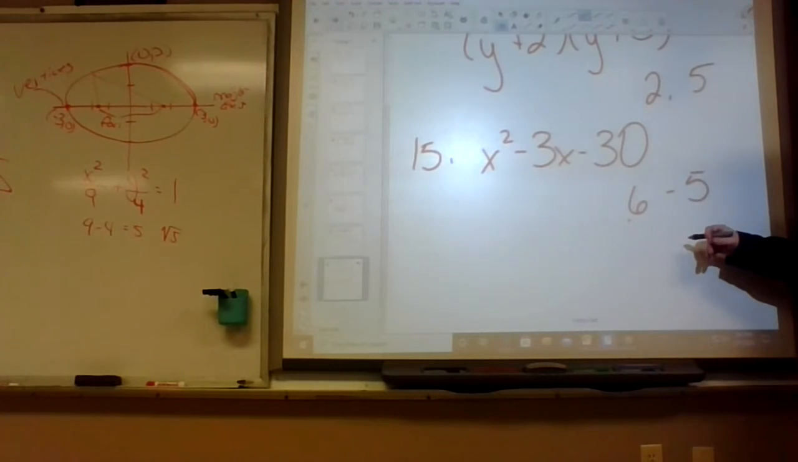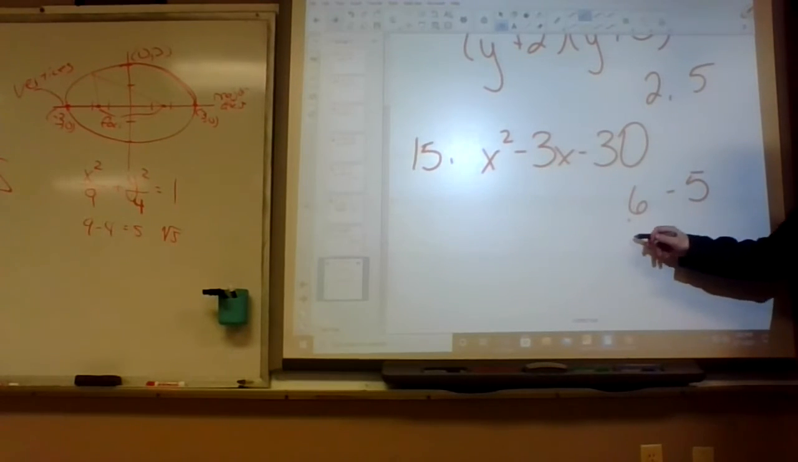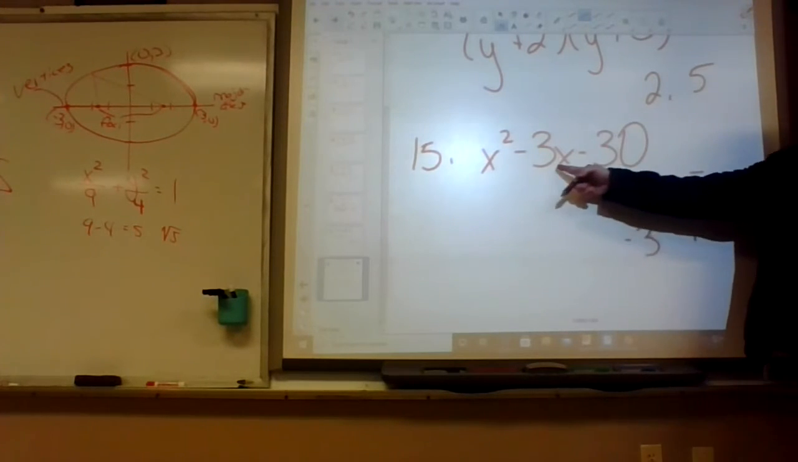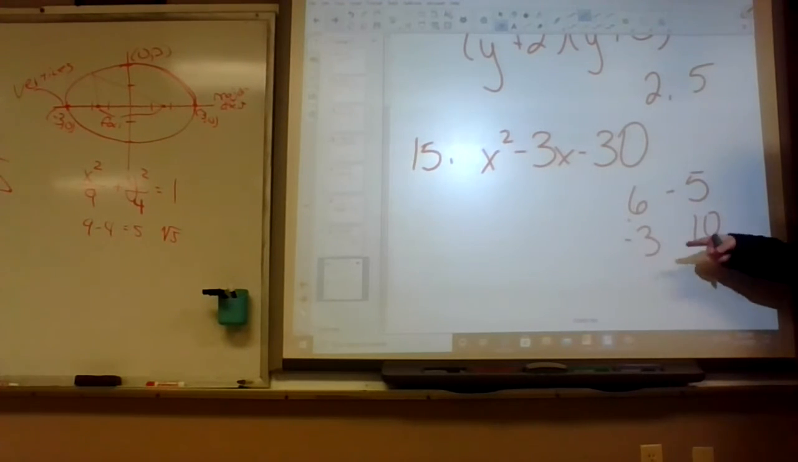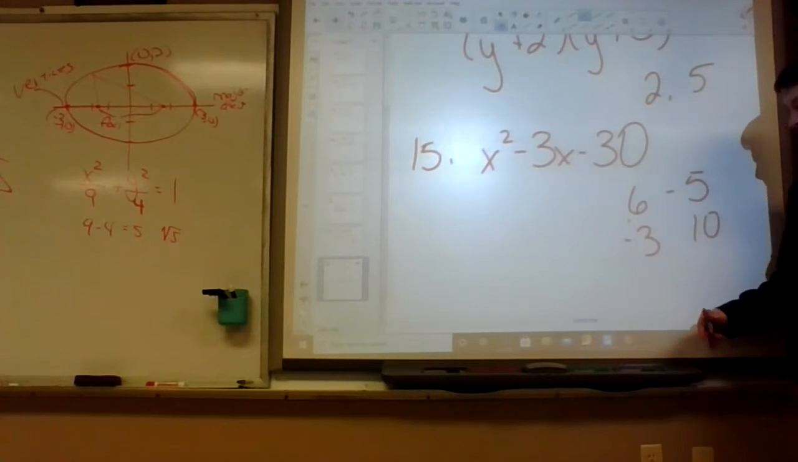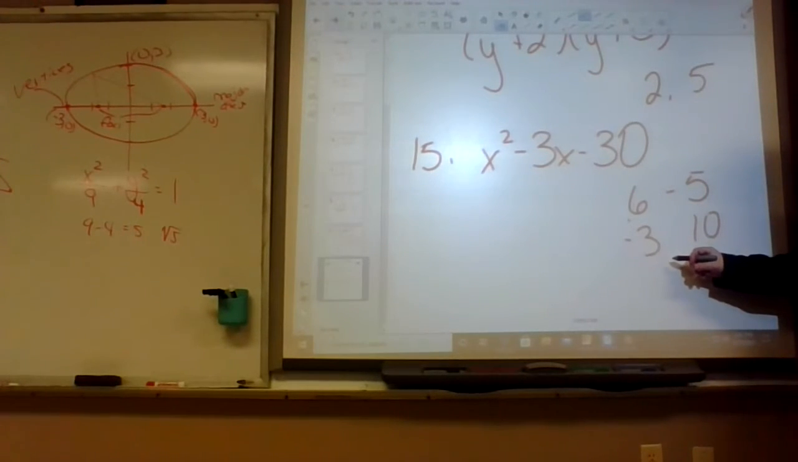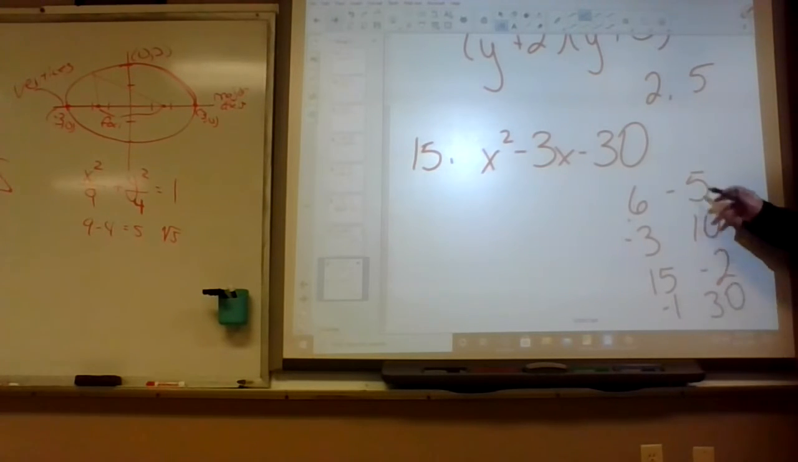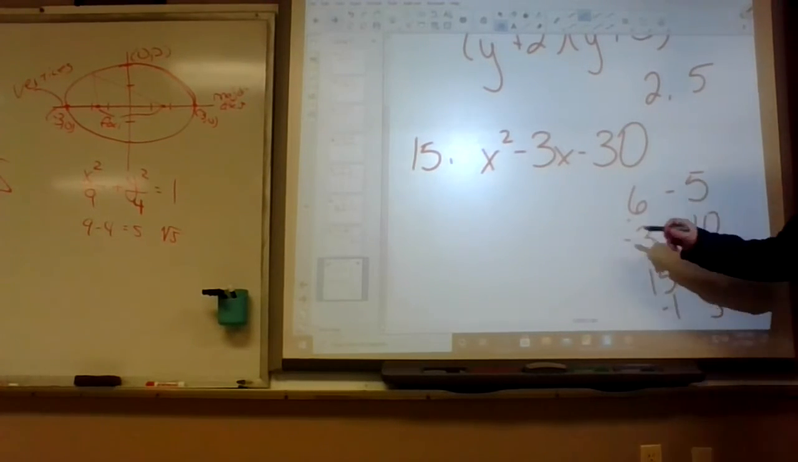What else goes into negative 30? 3 and 10. That adds up to 7, so that doesn't work. 3 minus 10 is negative 7, that isn't it either. What else? I think we missed one though, didn't we? 15 and 2. 1 and 30. Do any of those add up to 3? No. So it's prime.